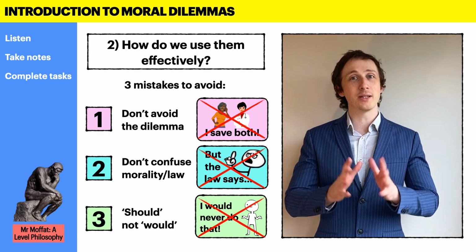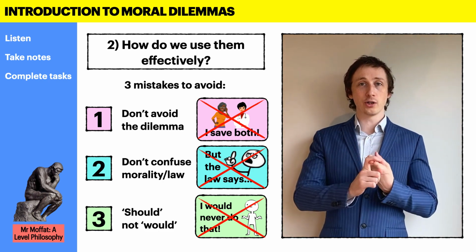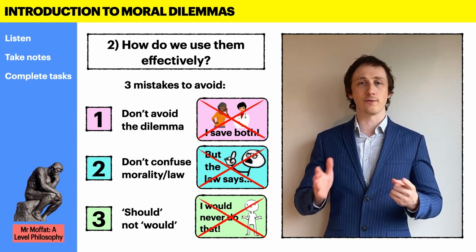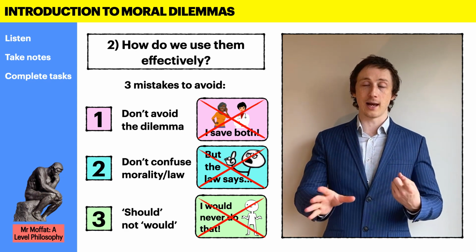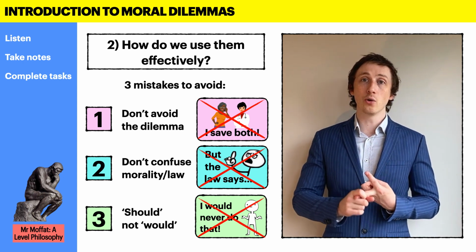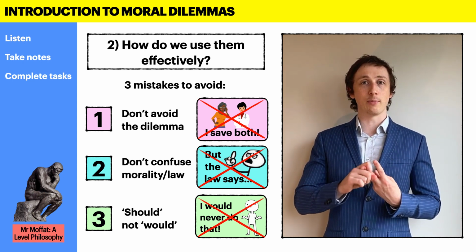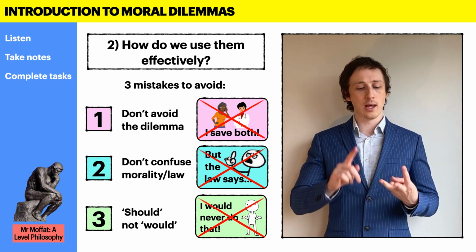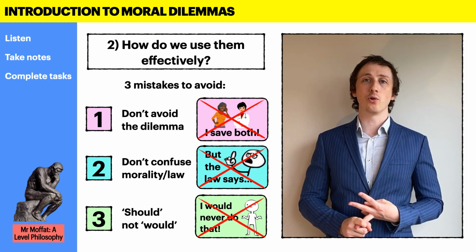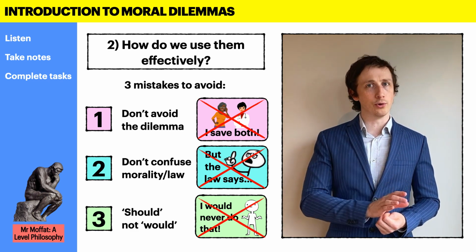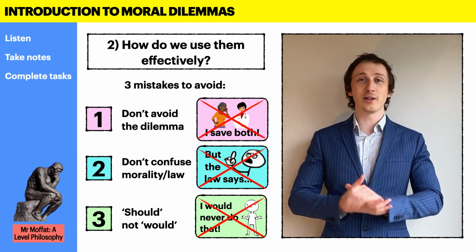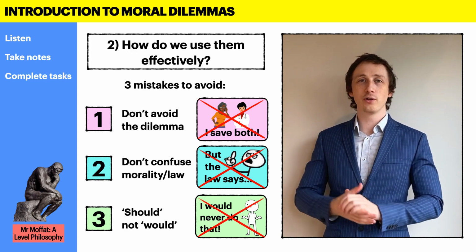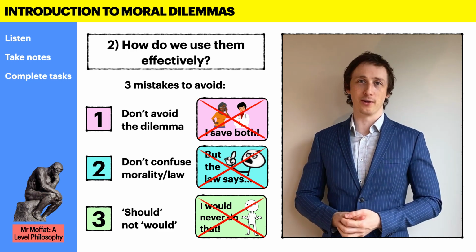Okay, so those are 3 mistakes that I want you to avoid. First, don't try and escape the dilemma, okay? The whole purpose of the dilemma is to compare different moral principles, so you need to accept that. 2, don't focus on what the legal repercussions are of particular actions, because we're talking about morality, not the law. And 3, focus on what you should do, not what you would do. Okay, have a look at some new moral dilemmas and apply what you've just learned, avoiding those 3 mistakes in your responses to them.